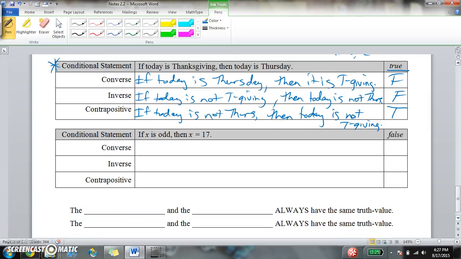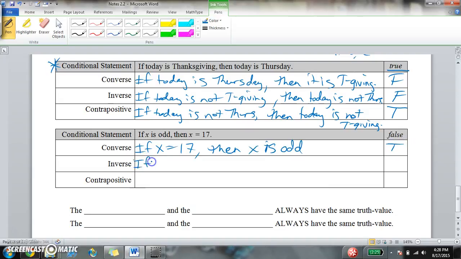This one, if x is odd, then x equals 17. That's a false statement because there are many other odd numbers besides 17. So if x is odd, x doesn't necessarily have to be 17. The converse, switch it around, if x equals 17, then x is odd. That is true. If it's 17, then it's an odd number.